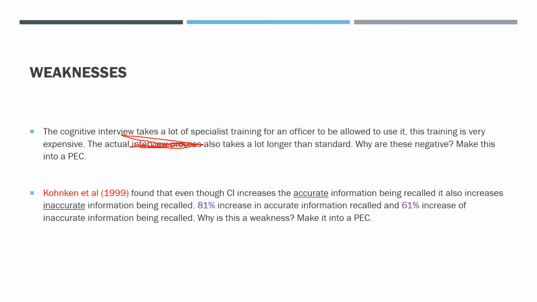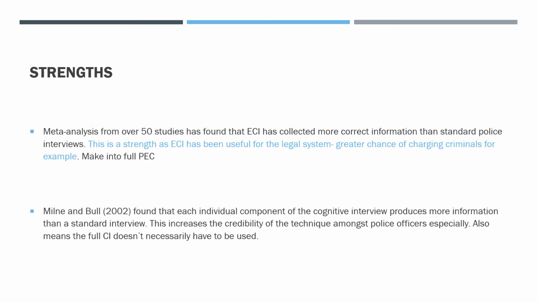So those are your 2 weaknesses. 2 strengths. There is a meta-analysis. So remember, a meta-analysis is just an analysis of a lot of different results from different studies. It has found that the enhanced cognitive interview has collected more correct information than the standard police interview. So why is that a strength for the legal system?